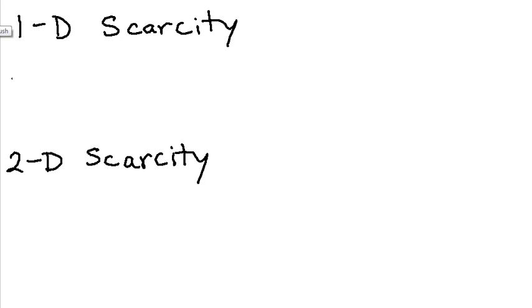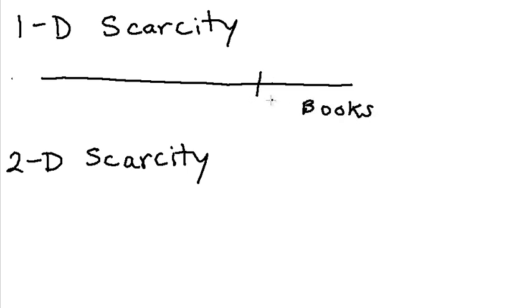Now, last time, when we wanted a visual representation of scarcity, we simply drew a single axis on which one point, say this axis is for books, was denoted as the limit of what you could buy due to books being scarce. So everything to the right is not possible. Everything to the left is possible. So in one dimension, we draw simply a single axis. In two dimensions, we're going to be drawing two axes.